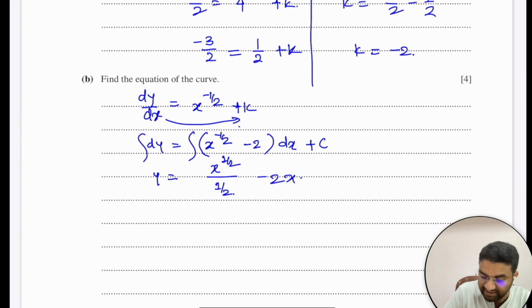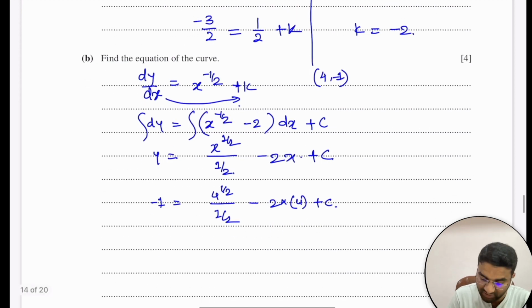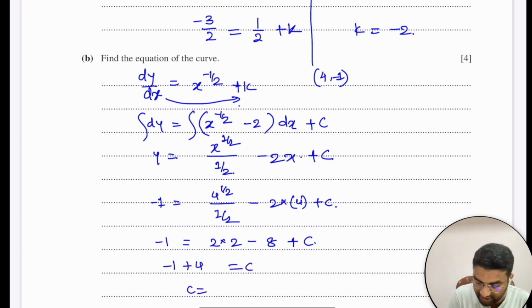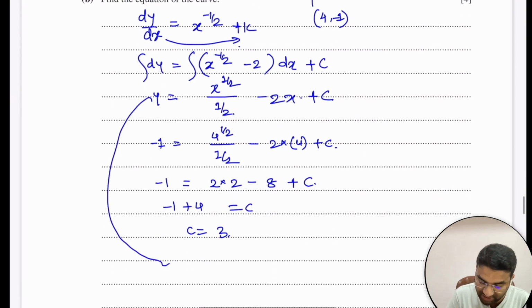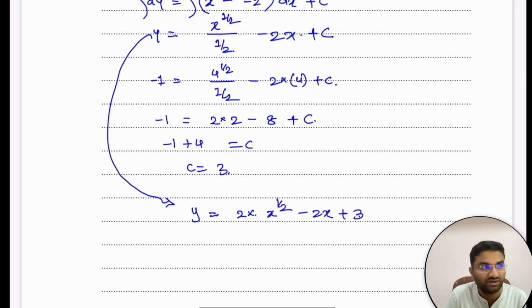So -2x + c, and you can put the point (4, -1) here. So -1 is equal to 4^(1/2) upon 1/2 - 2 times x, which is 4, plus c. You can calculate this whole thing. So it will be -1 is equal to 2 times 2 - 8 + c, right? So basically -1 + 4 is equal to c, and you will get c = 3. Fine. So from this you can write y is equal to 2x^(1/2) - 2x + 3. This is the equation of the curve.